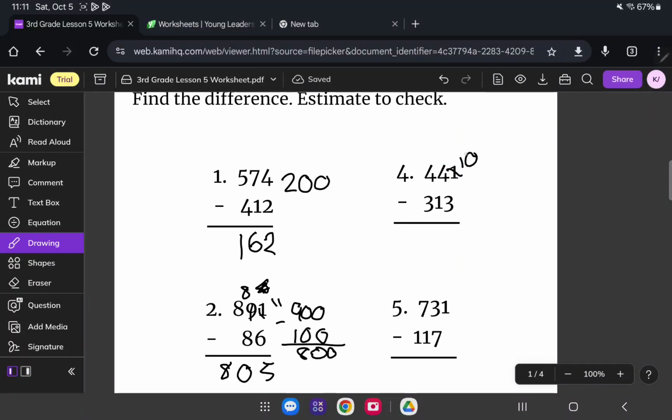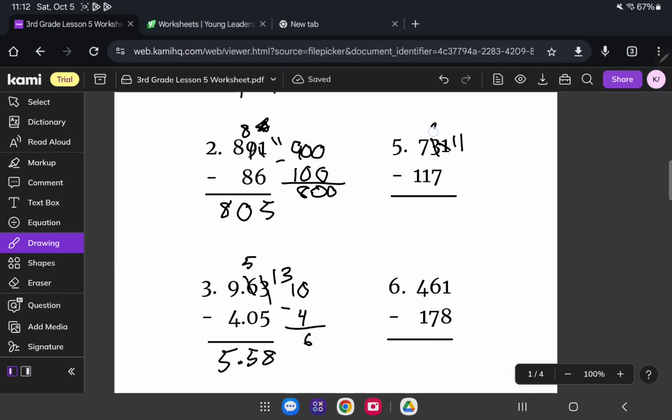So we borrow a 10 from the 4, so that makes it 3. 10 minus 3 is 7. 3 minus 1 is 2. And 4 minus 3 is 1. And then we round this one down, and we also round this one down. And we should get 100 for estimate.